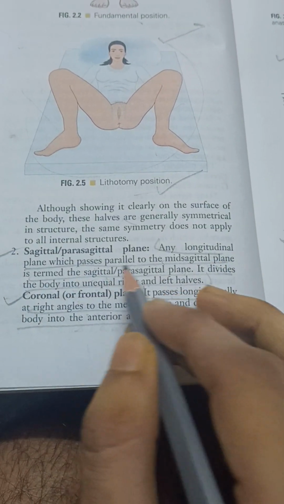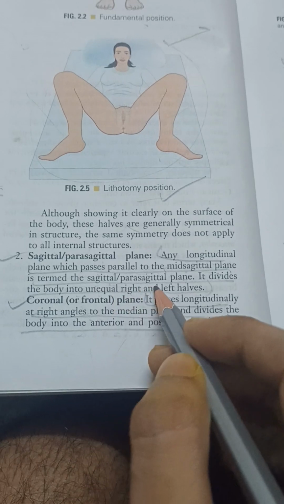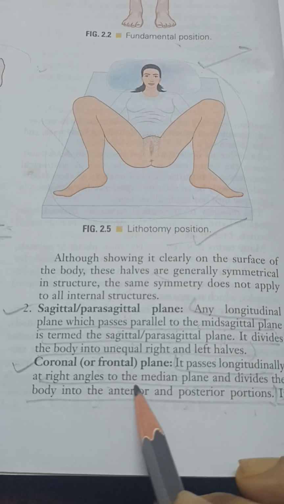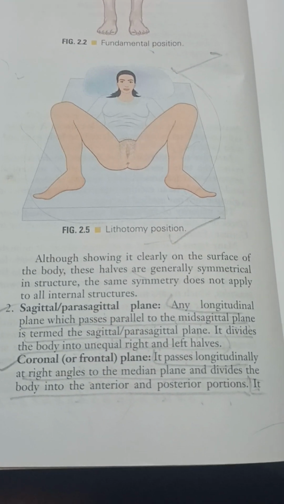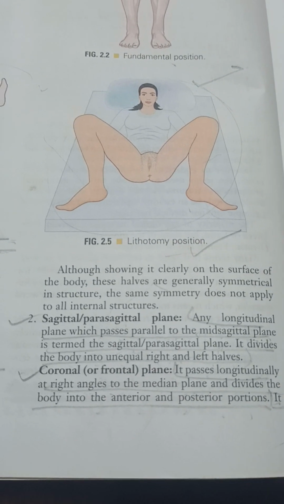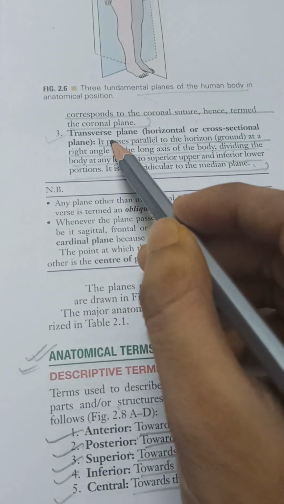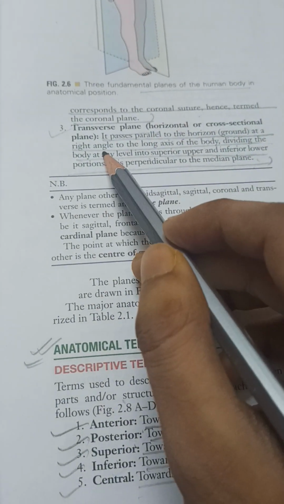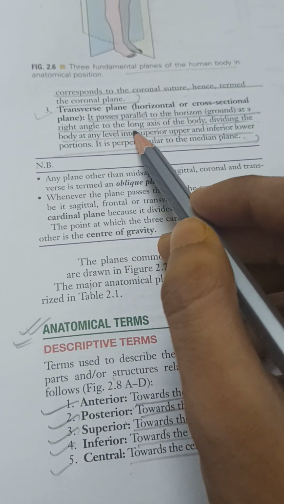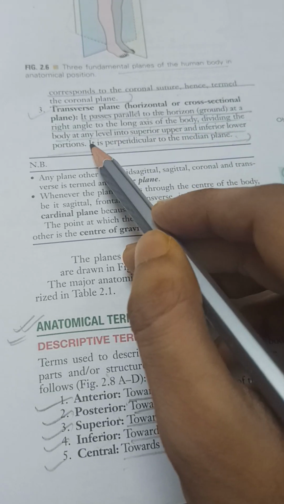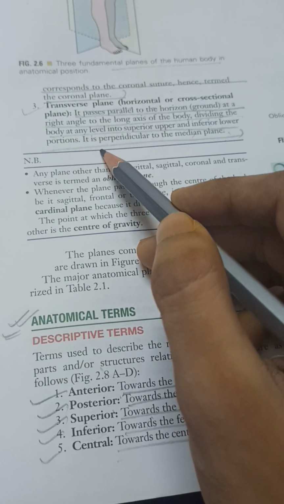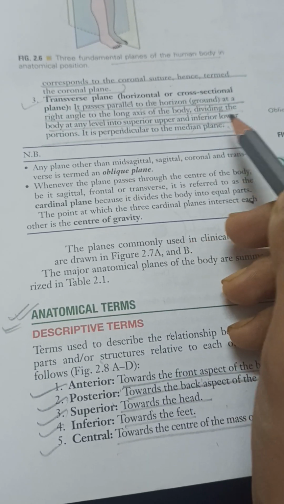Sagittal or parasagittal plane: any longitudinal plane which passes parallel to the mid-sagittal plane is termed sagittal/parasagittal plane. It divides the body into unequal right and left halves. Coronal or frontal plane: it passes longitudinally at right angles to the median plane and divides the body into anterior and posterior portions. Transverse plane, that is horizontal or cross-sectional plane: it passes parallel to the horizon ground at right angles to the long axis of the body, dividing the body at any level into superior, upper, and inferior, lower portions. It is perpendicular to the median plane.